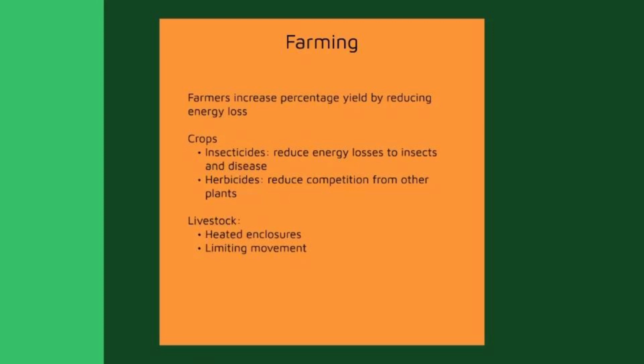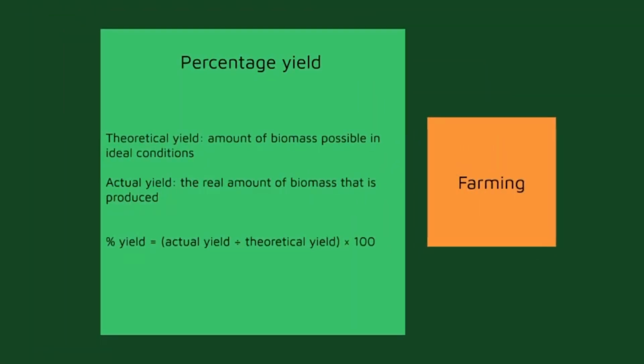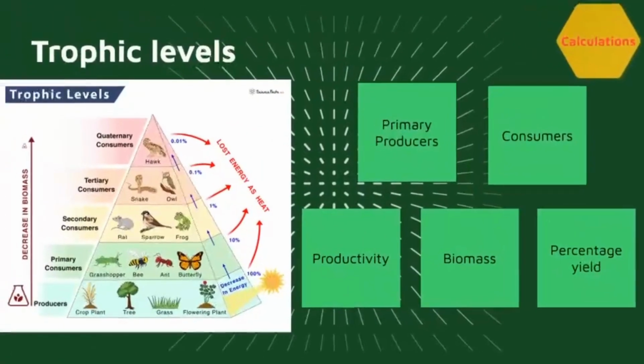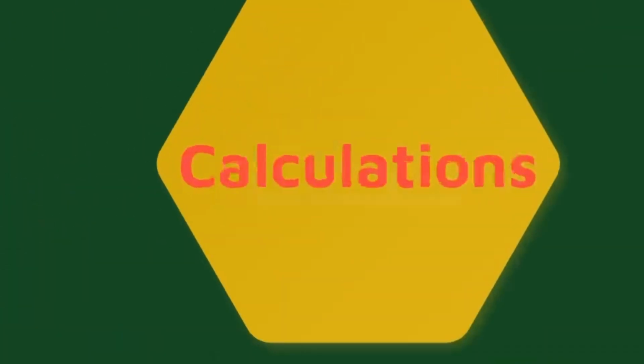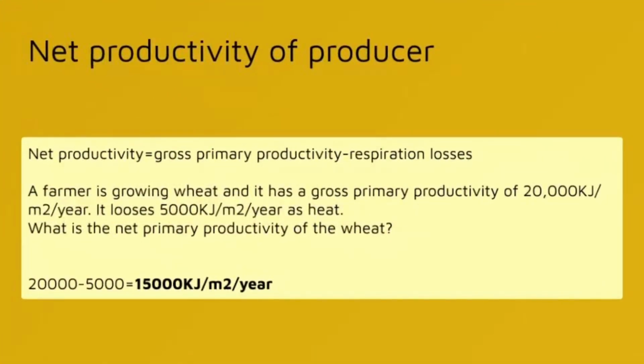The last thing that I'm going to talk about today is just some maths and how we use the equations in the exams to calculate things like efficiency and productivity. So let's first of all have a look at net productivity of a producer. The net productivity of a producer is calculated by the gross primary productivity minus respiration losses.